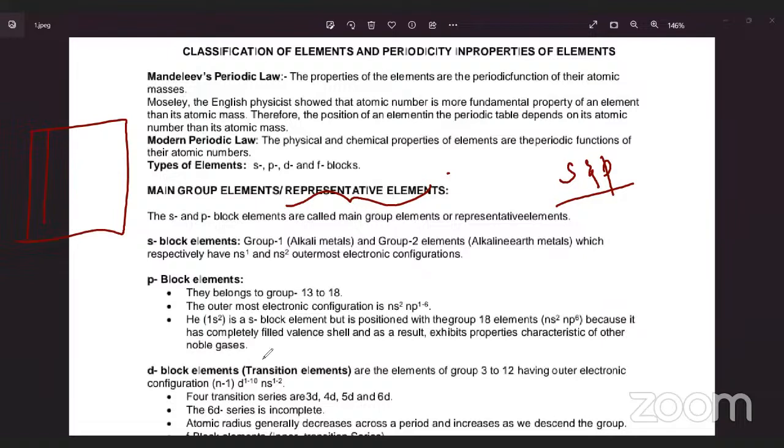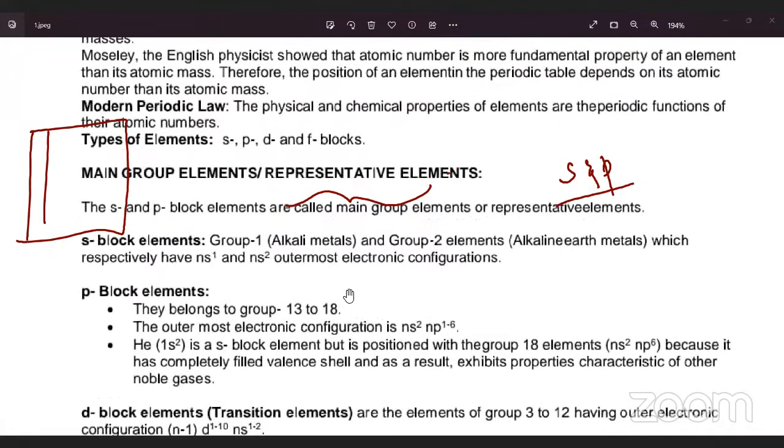They consist of group 1 and group 2 elements. Group 1 are called alkali metals, and group 2 are called alkaline earth metals. Group 1 have ns1 as the outermost electronic configuration, and group 2 have ns2 as the outermost electronic configuration.